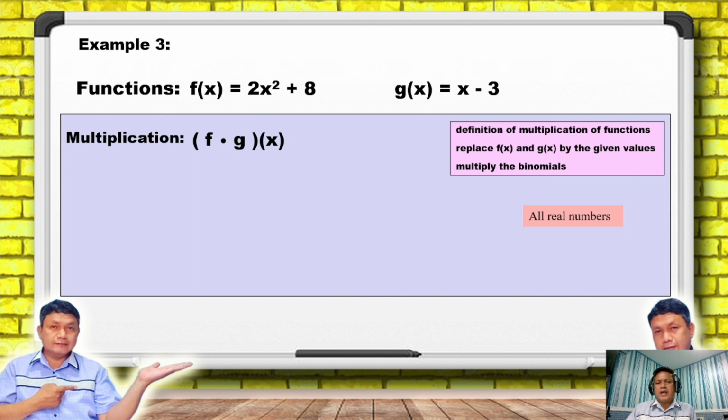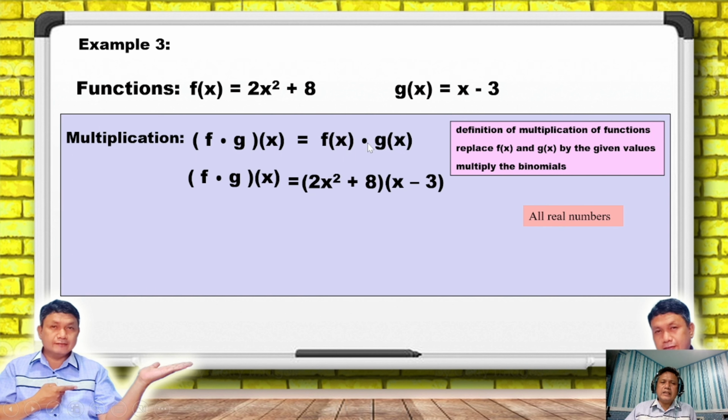So, quantity f times g of x is equal to f of x times g of x. Pwede na po nating hindi ilagay yung raised dot or itong ating multiplication symbol. Kasi, ibig sabihin na kapag naka-parenthesis na po ito, ay multiplication po ang operation natin. So, again, anong method ang gagamitin? Of course, gagamit pa rin tayong tinatawag na FOIL method.